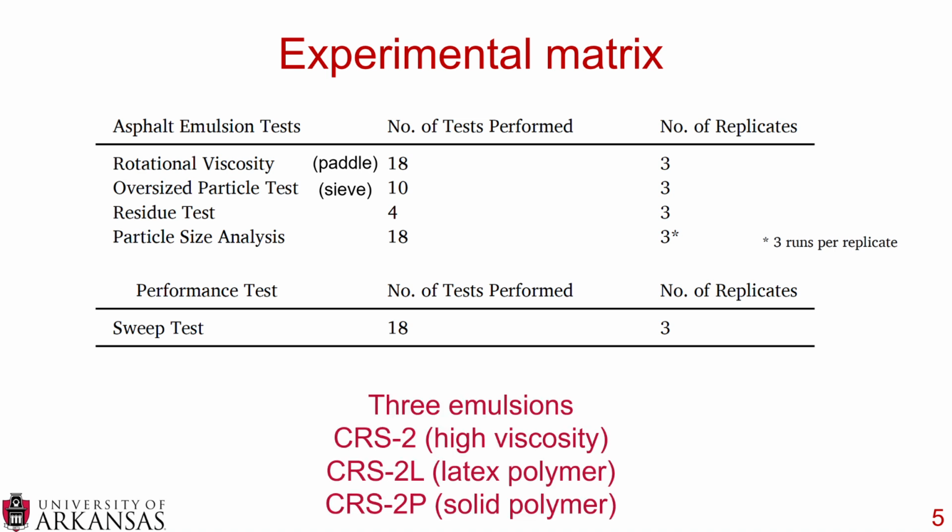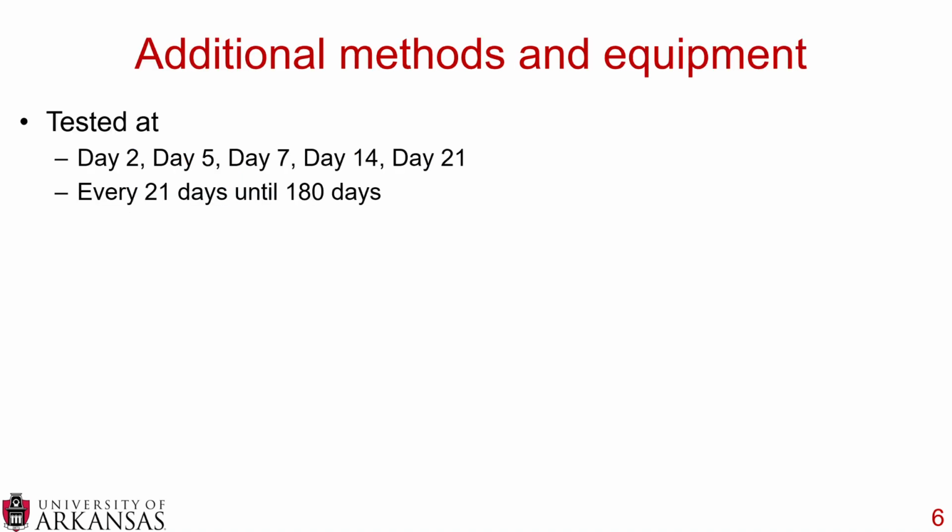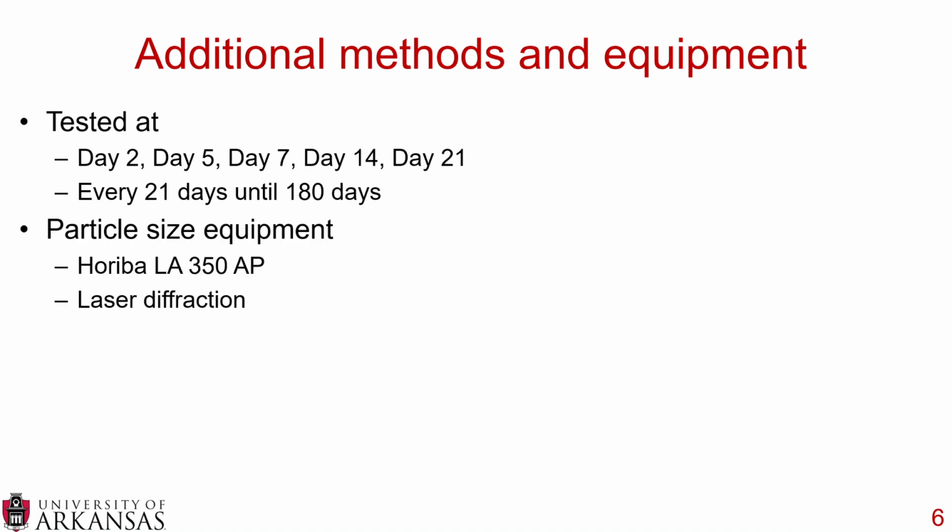And the 3 emulsions were a CRS2, which is a high viscosity asphalt emulsion, a CRS2L, which is a high viscosity latex polymer, and a CRS2P, which is a solid polymer high viscosity. And these are all cationic rapid set asphalt emulsions, CRS. We tested materials at 2 days, 5 days, 7 days, 14 days, and 21 days, and then every 21 days until 180 days. So about once a month in between day 21 and day 180.